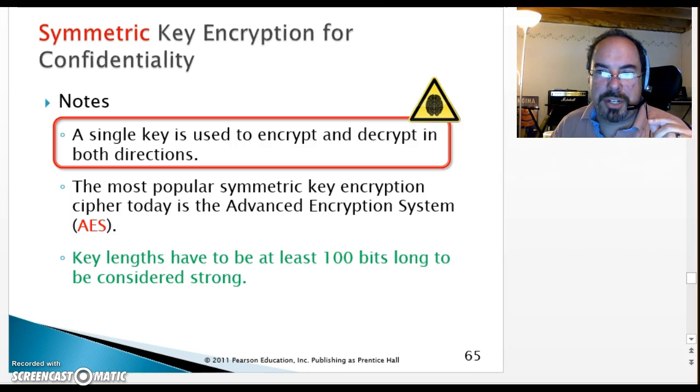I can't remember if this edition of the text says this, but I think it's important to know AES. You don't have to remember Advanced Encryption Standard, but AES is the most popular symmetric key encryption cipher right now. Symmetric means there's just one key that's used to encrypt and decrypt both ways. Asymmetric uses a public and private key, both. And we use both. It's not that one is better than the other. It depends on the application that you're going to use, symmetric versus asymmetric.